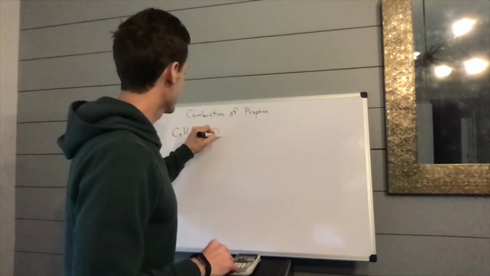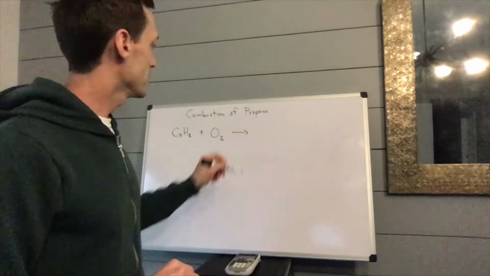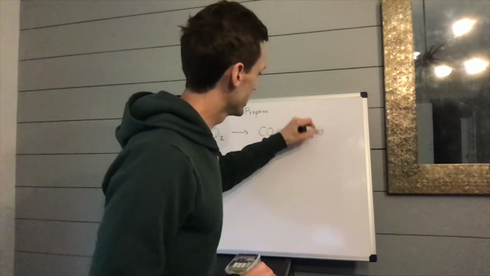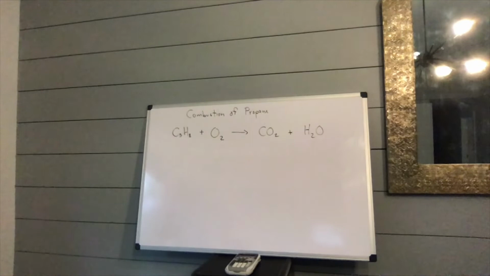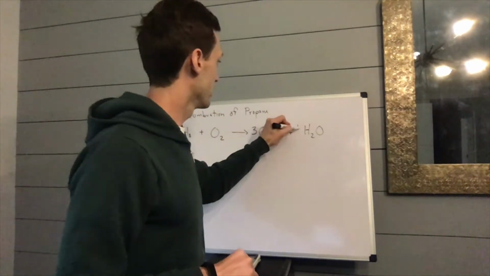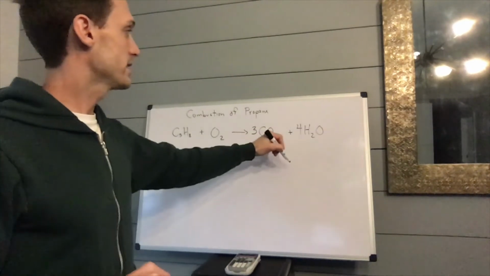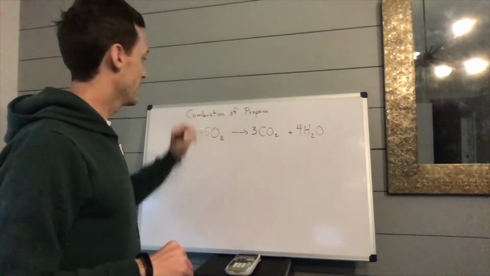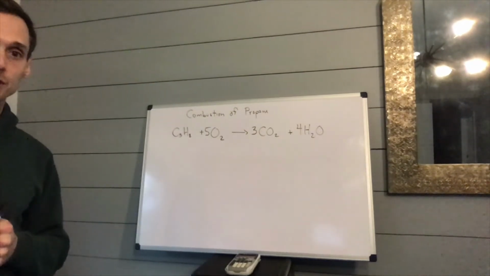So that's C3H8. We are combusting, so that means reacting with oxygen. Our products, as always, are carbon dioxide and water. Let's balance this with a 3 here, a 4 here. We have 6 oxygens plus 4. That's 10, so we will need a 5 there. Hopefully that's what you got.